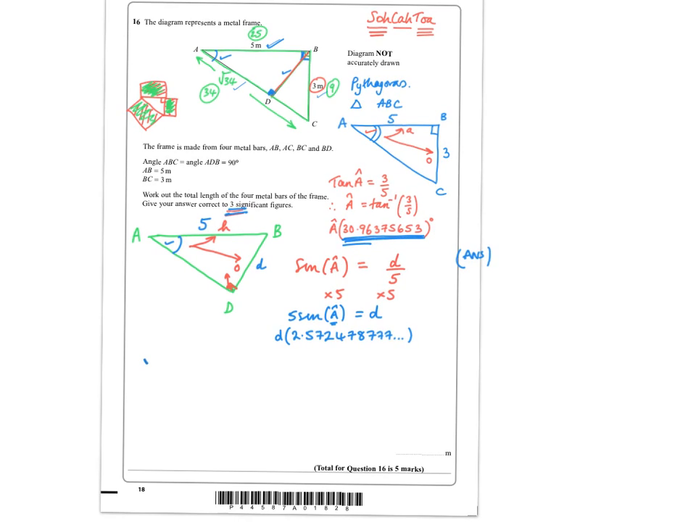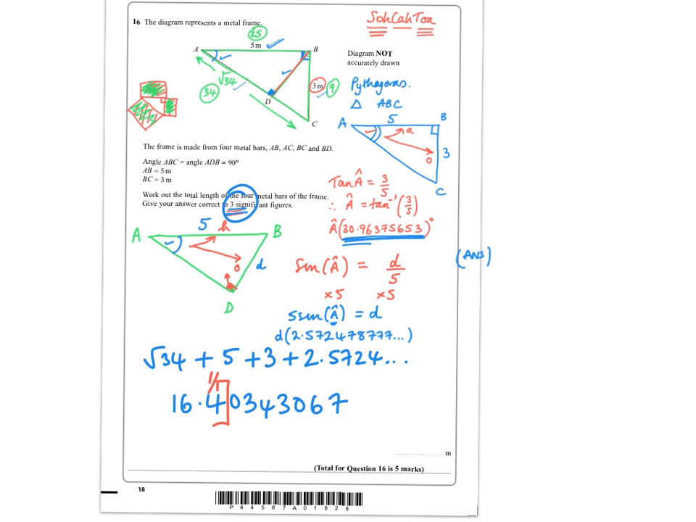So I will have root 34 plus the 5 plus the 3 plus the 2.5724 and so on, which is in my calculator already, so I haven't got to add that again. So I'll start with what's in my calculator, plus the 5 plus the 3 plus the square root of 34, and I will get a total of 16.40343067. Now round to three significant figures, which in this case is to the nearest tenth, and I would get 16.4, and I'm going to write 3SF right next to it. So that's that question sorted now.